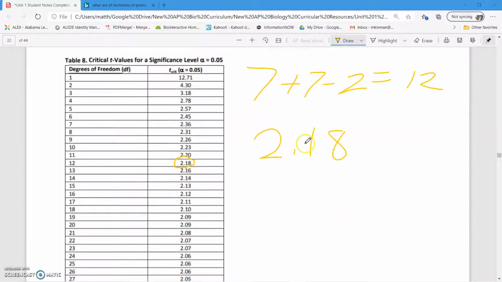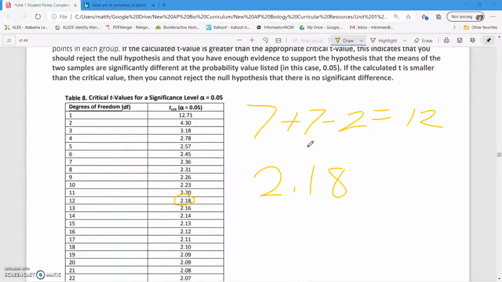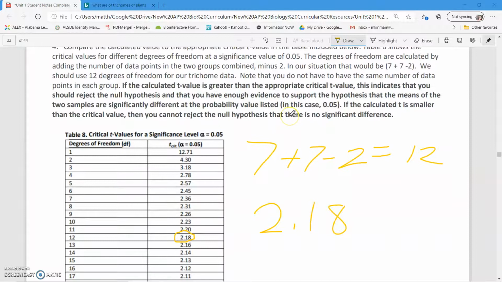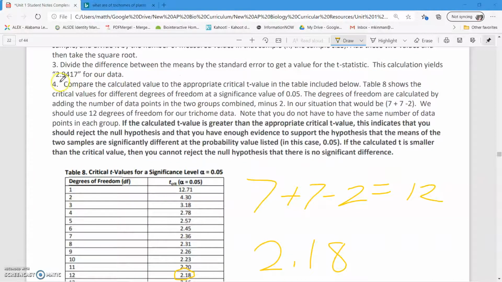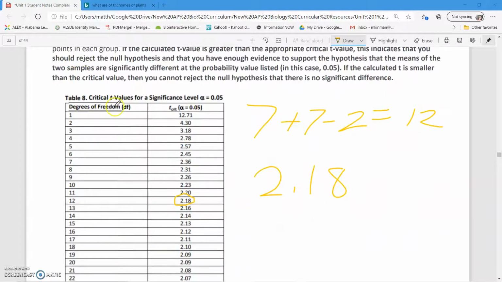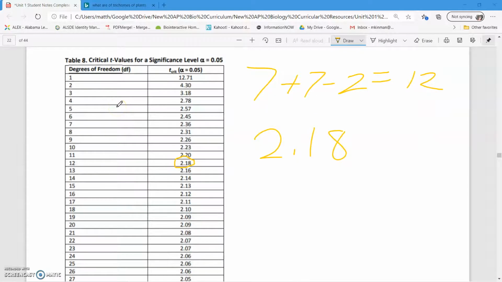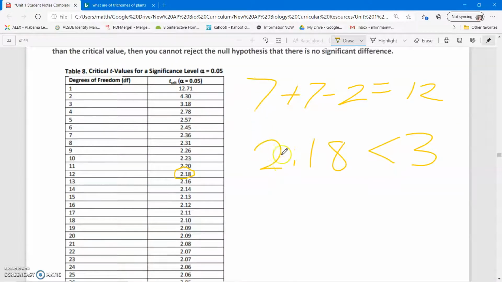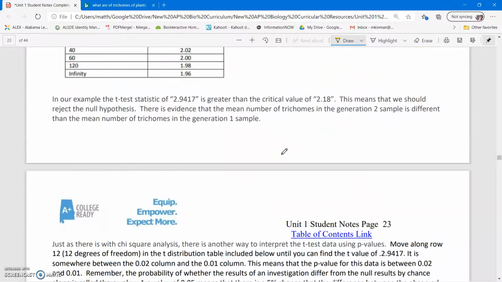All right, so just like before, if your calculated value is greater, then you get to reject the null hypothesis. So that is the same. It's good because that helps us to remember. So our calculated value was 2.9 or 3. So 3 is greater than 2.18. So that means we get to reject the null hypothesis.